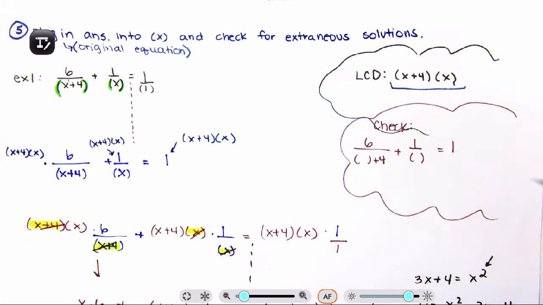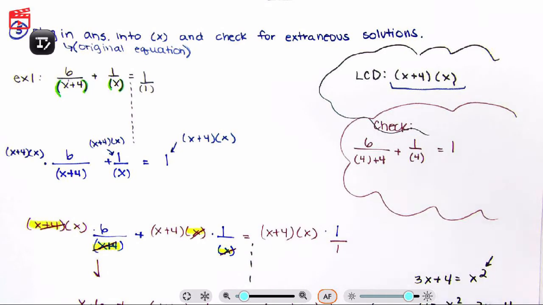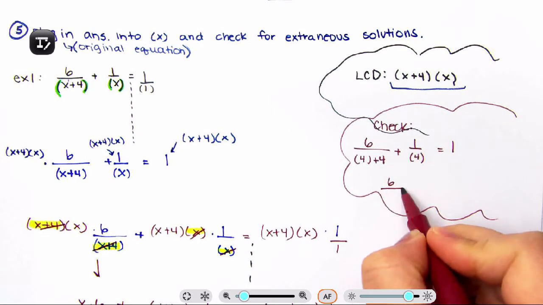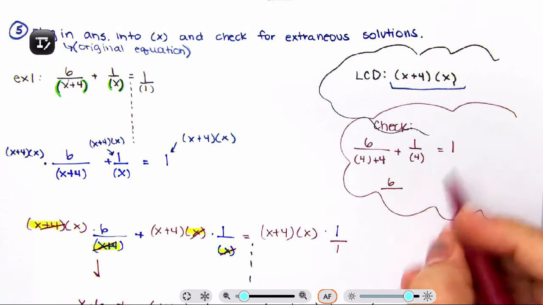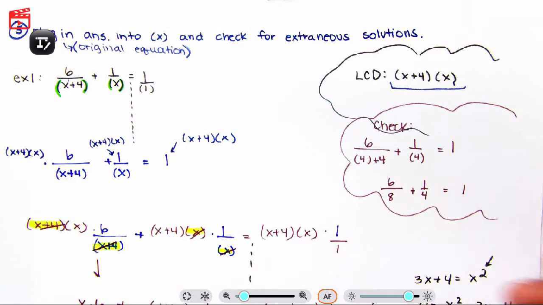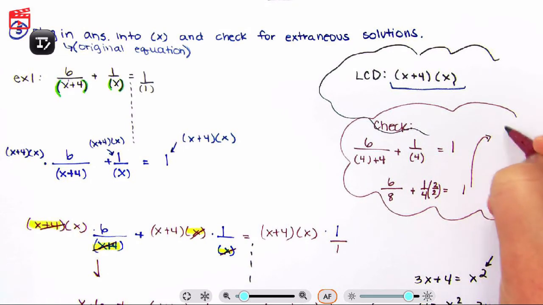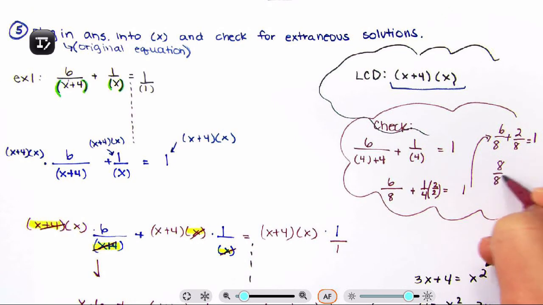So if I plug in 4 here, will that give me 1? So 6 divided by 4 plus 4. Well, 4 plus 4 is 8, plus 1/4 is equal to 1, maybe. I'm going to get like terms. I'm going to multiply top and bottom by 2, so that gives me 6/8 plus 2/8. Is that equal to 1? Well, 6, 7, 8, that's 8/8, and that is equal to 1. So that gives me a check that x is in fact equal to 4. Now let's do another check.